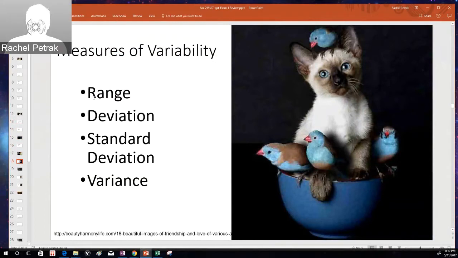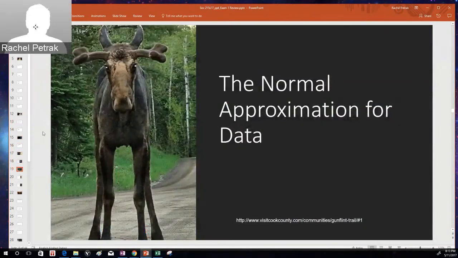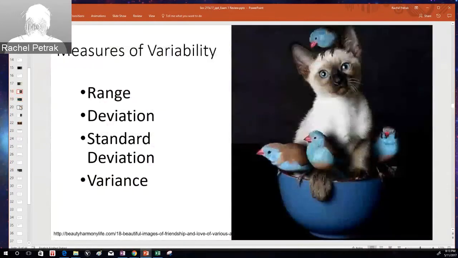And you should be able to calculate these things. And we'll practice that in just a moment. Finally, we did discuss the normal approximation for data, and there's a really nice lecture that is already available in your media gallery about the normal approximation for data, and we go over all of the pertinent topics in that lecture.